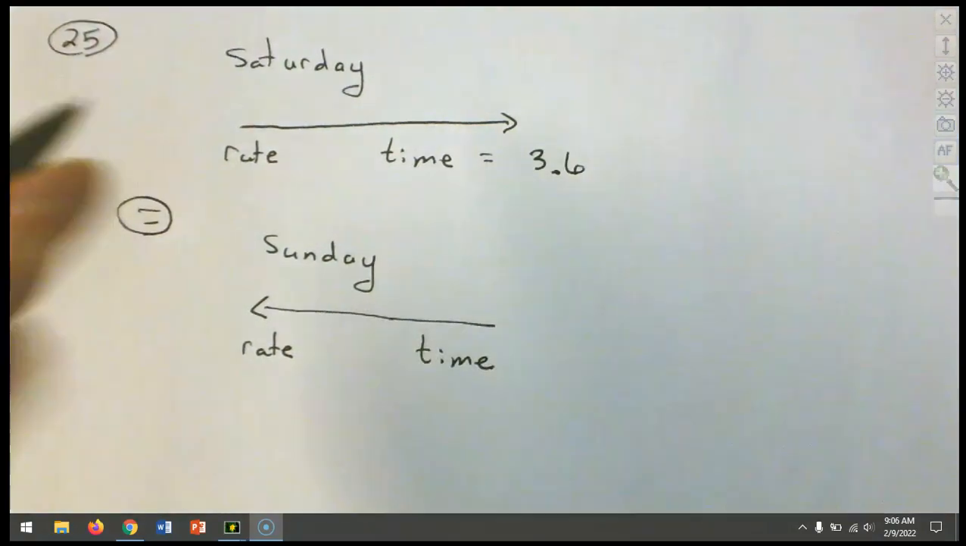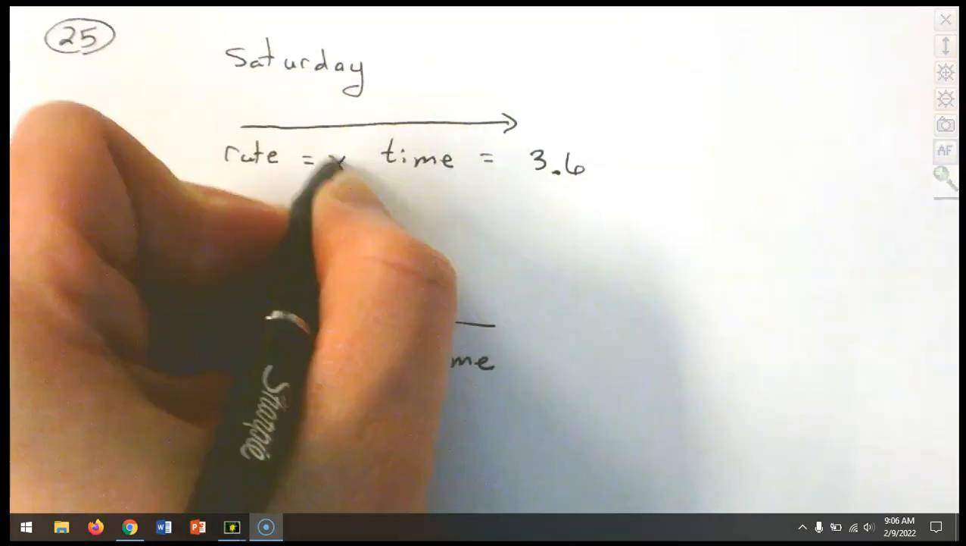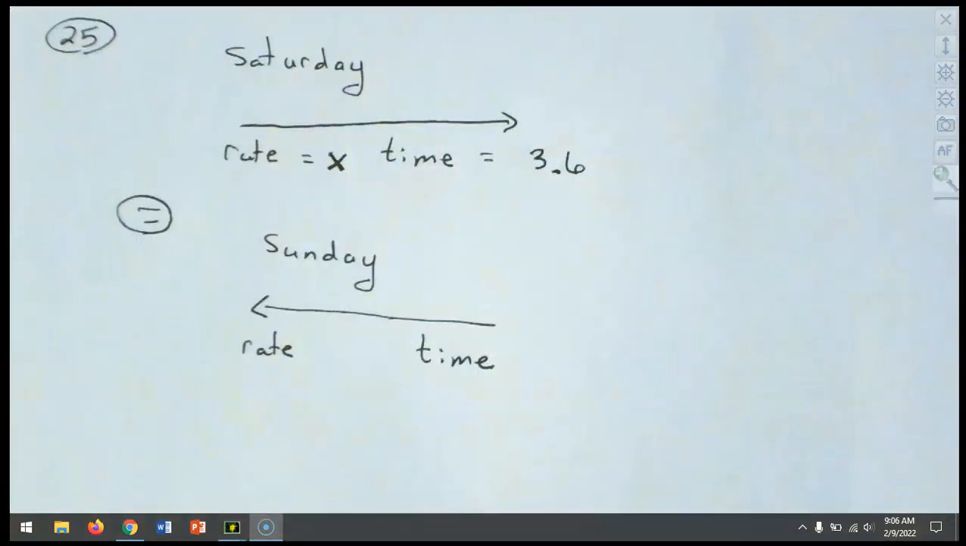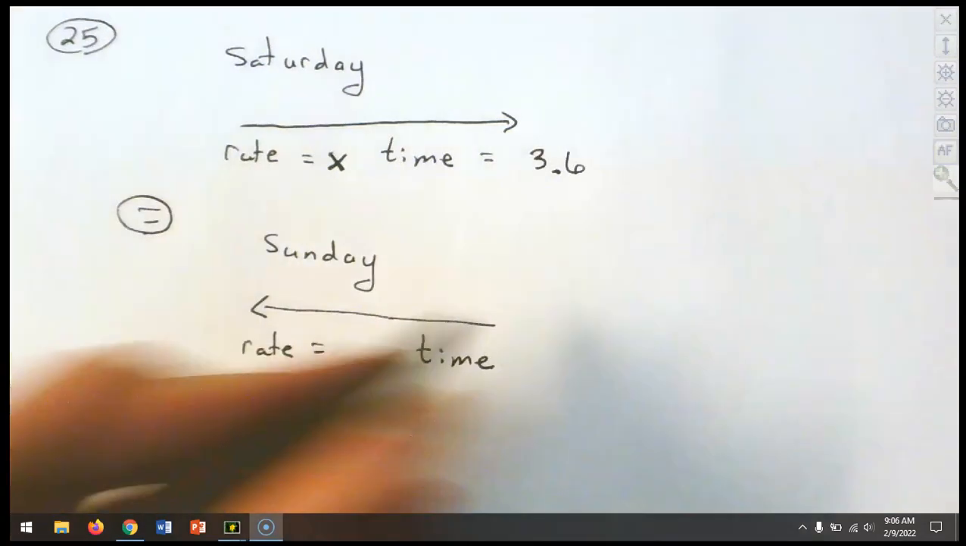So we're going to use an X to represent that rate of speed. So we don't know how many miles an hour she's traveling. We don't know. Now, Sunday, what happens on Sunday?